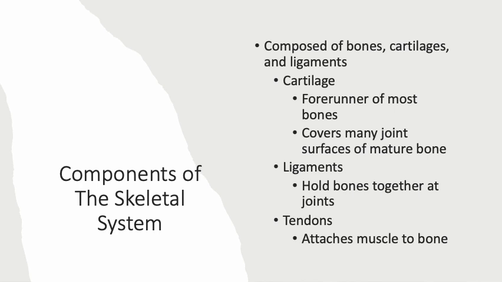We have ligaments, which are things that hold bones together at joints. So ligaments connect bones to bones. They allow for joint stability. And then we have tendons, which attach muscles to bones. And those are actually part of the muscular system, but they do play a huge role in the way we can move our bones.